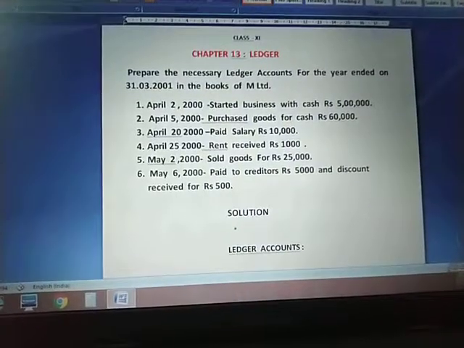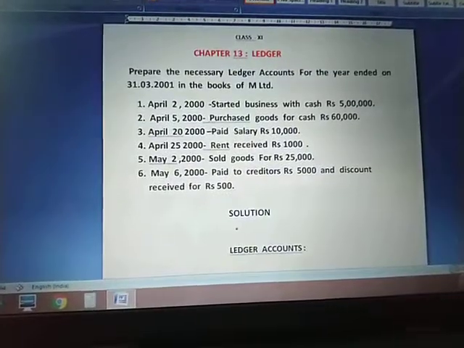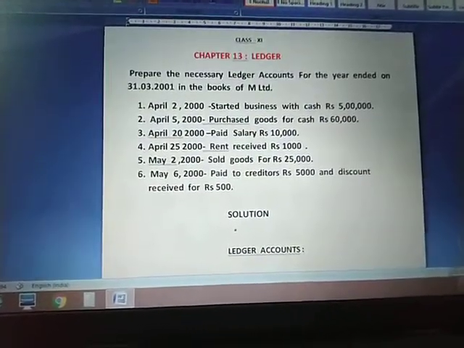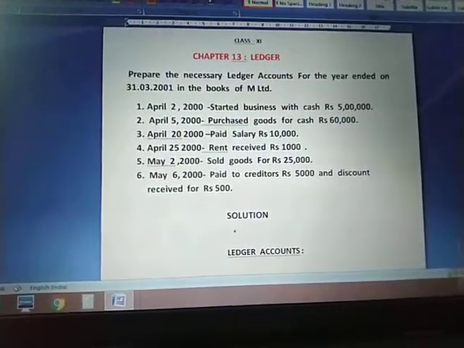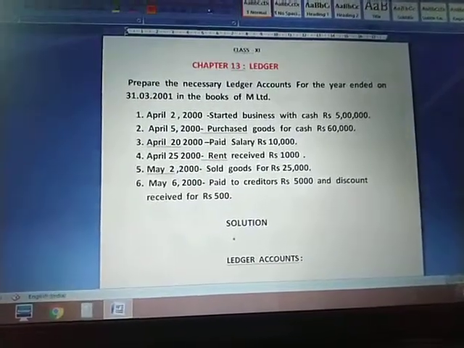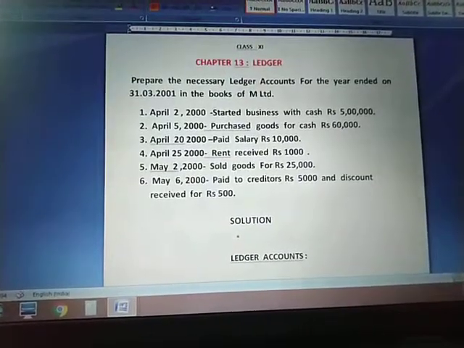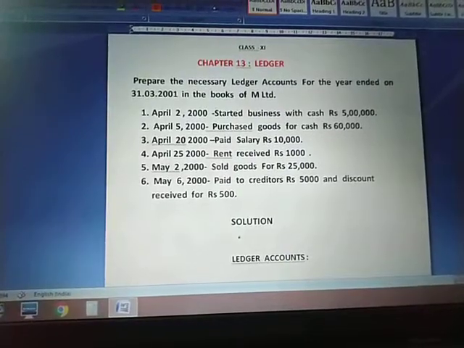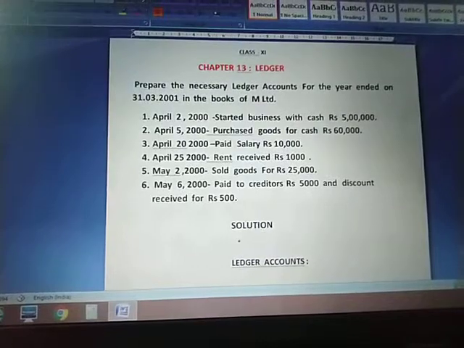Students, today we will start our ledger posting with another new sum. Now here the difference is on the accounting period of this firm. The accounting year ends for this firm on 31st March 2001. That means the year had begun on 1st April 2000 to 31st March 2001. And the next accounting year for this firm will be 1st April 2001 to 31st March 2002.